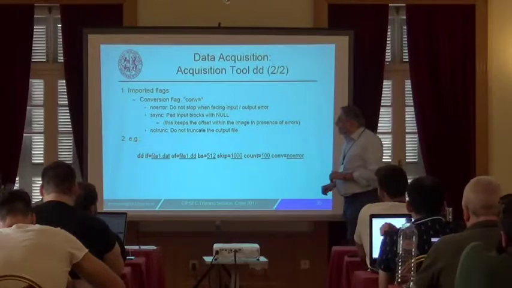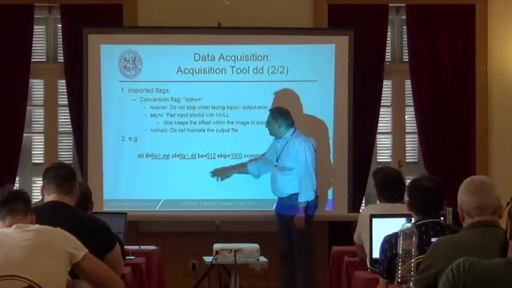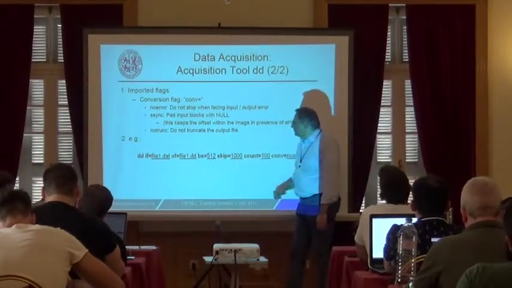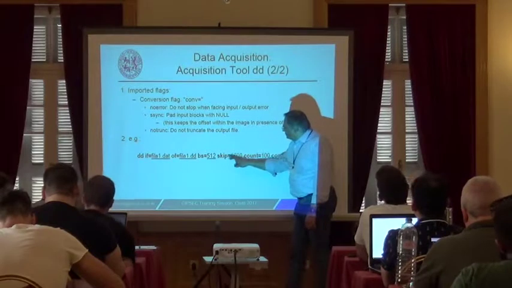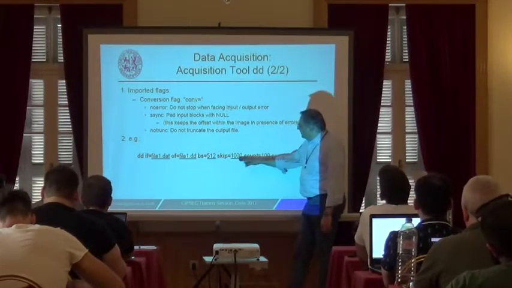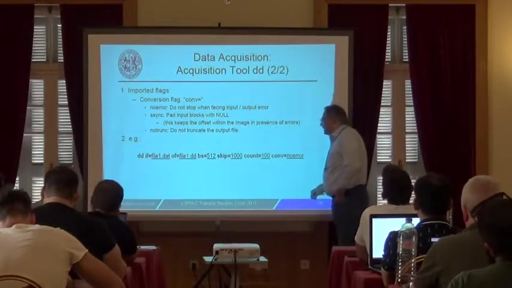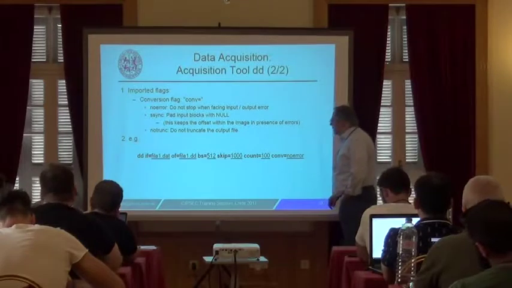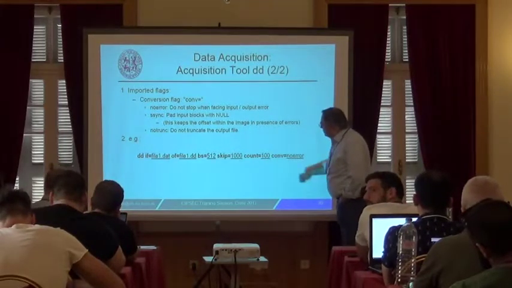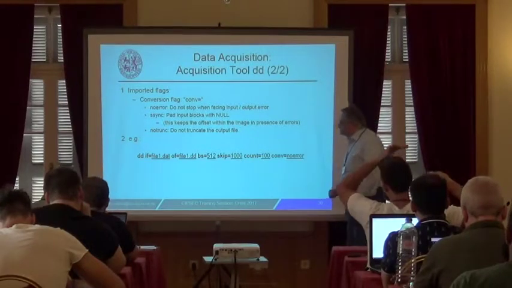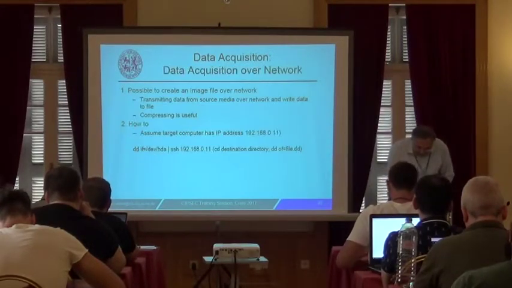So here you're going to get the command where the input file is file 1 of data. This is the output file. The block size is 512 bytes. We skip 1000 blocks, so essentially we skip 500K, and then we copy 100 blocks, so we copy 50K, and we do not stop for errors. So that's one way of doing it.